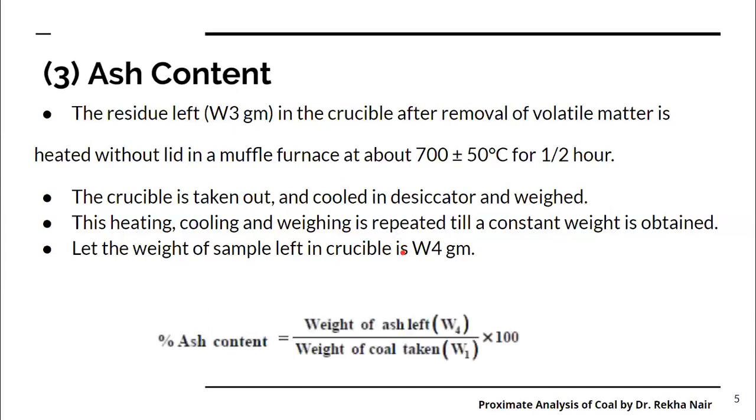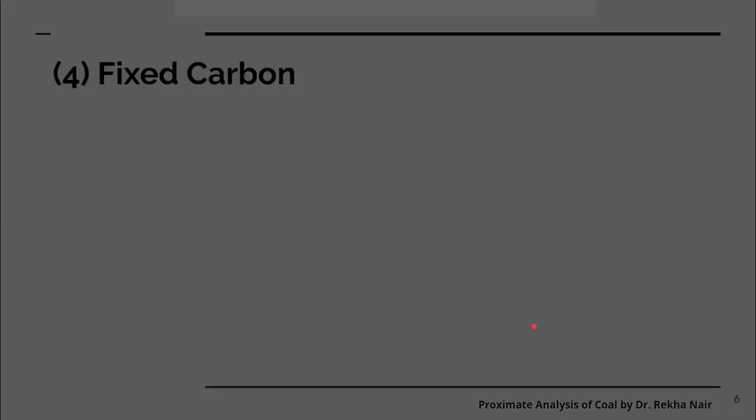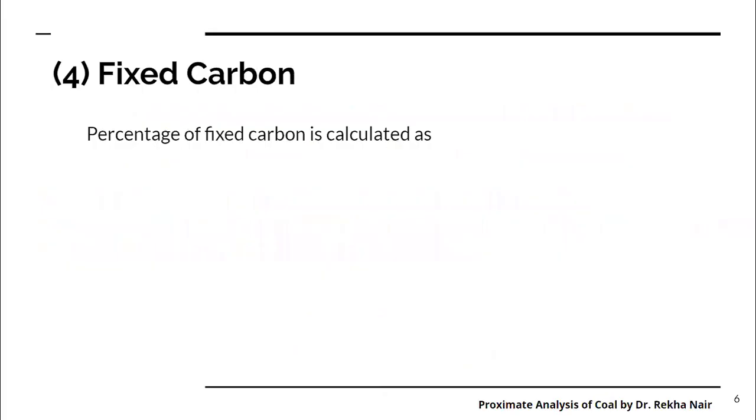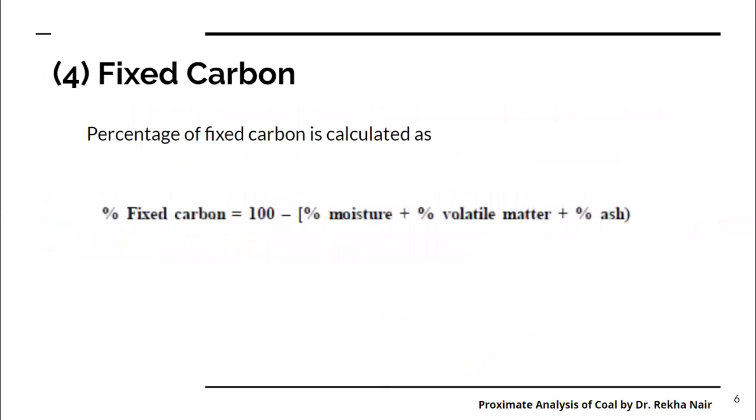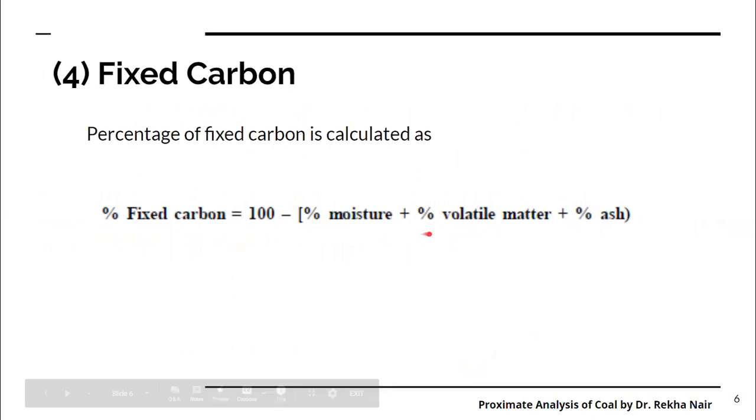Then percentage ash content is equal to W4, that is the weight of the ash left, divided by the initial weight of the coal taken, that is W1 gram, multiplied by 100. Next is fixed carbon. Percentage of fixed carbon is calculated as 100 minus the percentage of moisture, volatile matter and ash content. That will give the amount of fixed carbon.